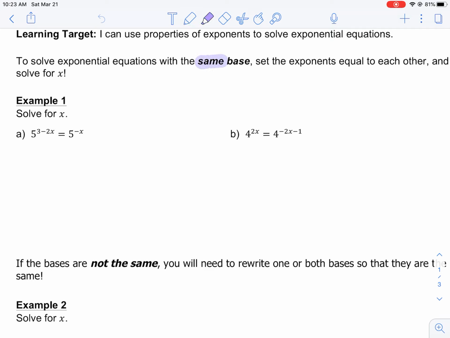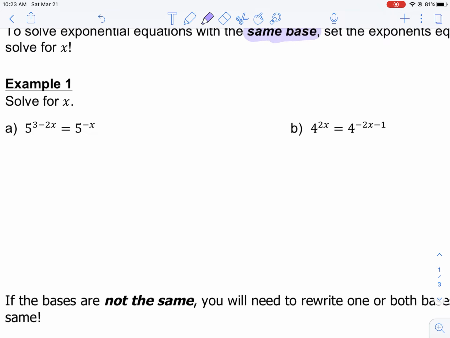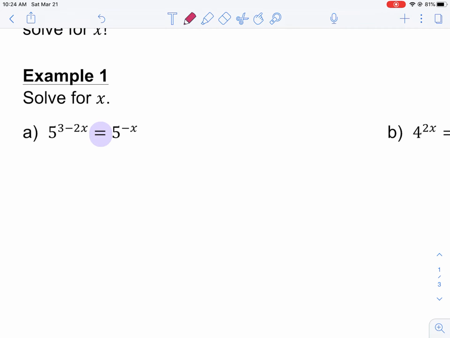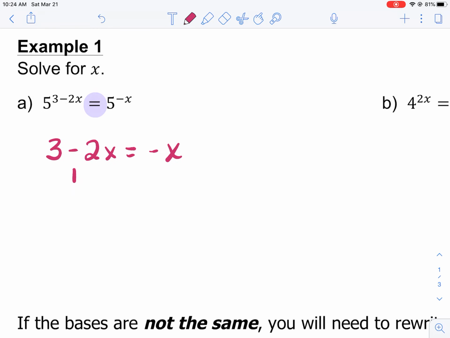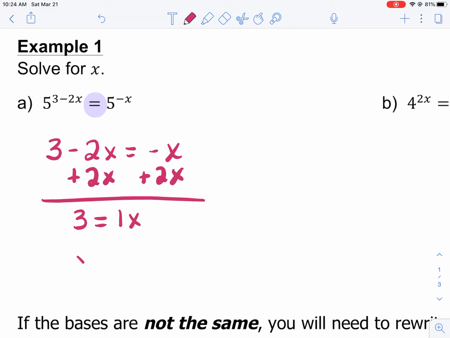What you should notice is that the base of each exponential expression is the same. So if these two expressions are equal to each other and they already have the same base, then their exponents also have to be the same. All we have to do here is set our exponents, 3 minus 2x, equal to negative x. Then we need to solve for x. I'm going to add 2x to both sides, and we get 3 equals negative 1 plus 2 is 1x, and so x equals 3.